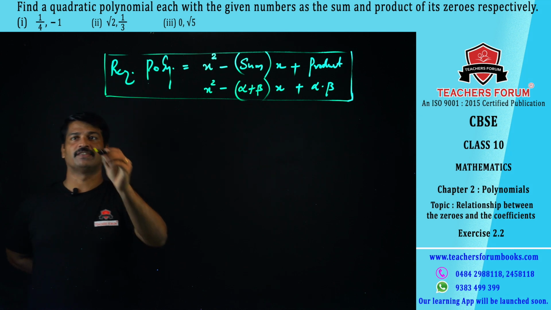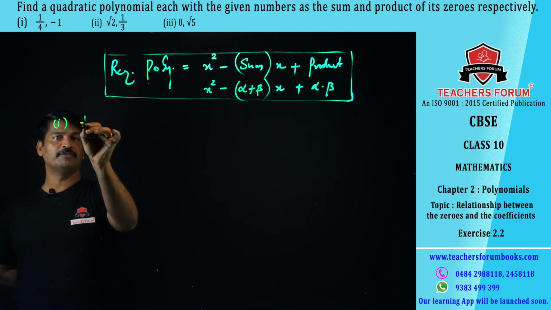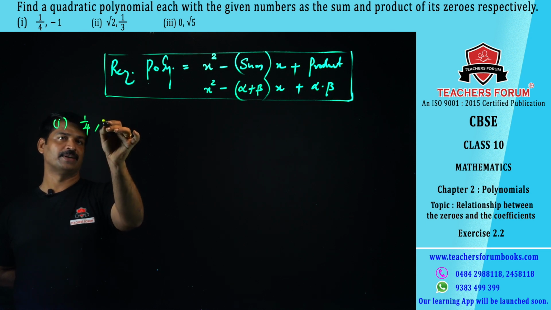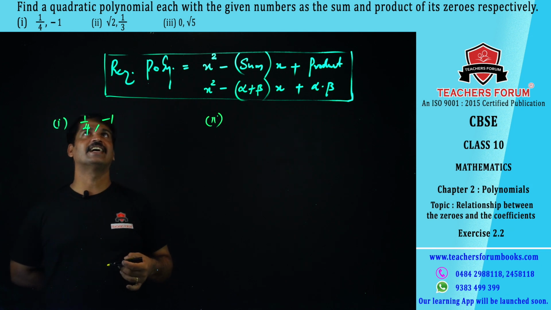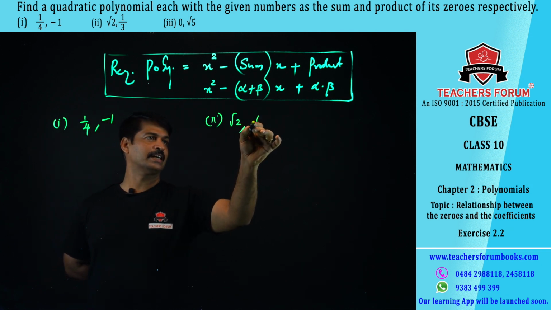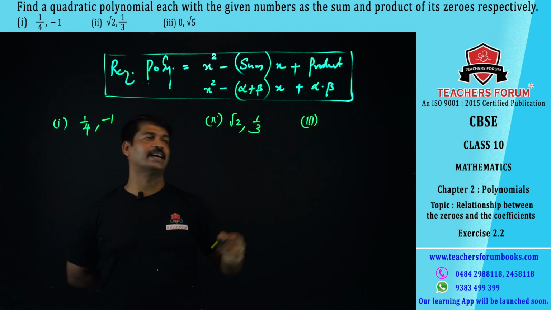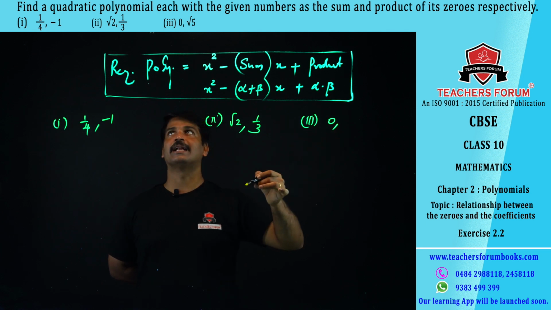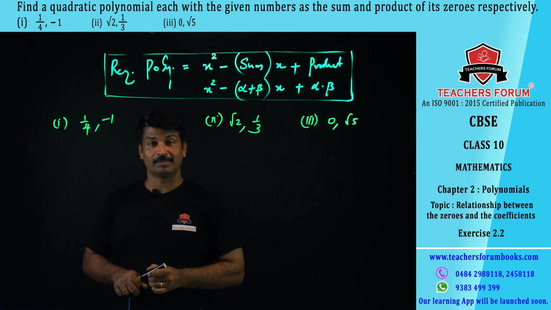Let us write the first one. So in the first one, you are given 1 by 4 and minus 1. The second one, what is given? It is given that sum as root 2 and product as 1 by 3. What is third one? The third one, it is given that sum is 0 and product is root 5. Okay. Let us find the quadratic polynomials.